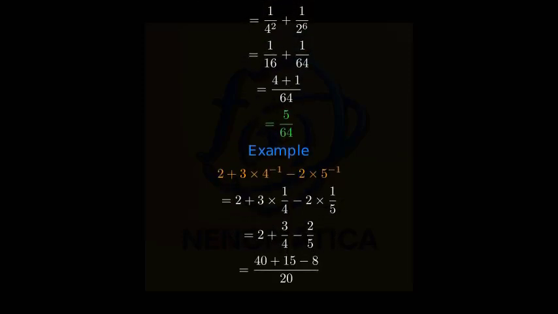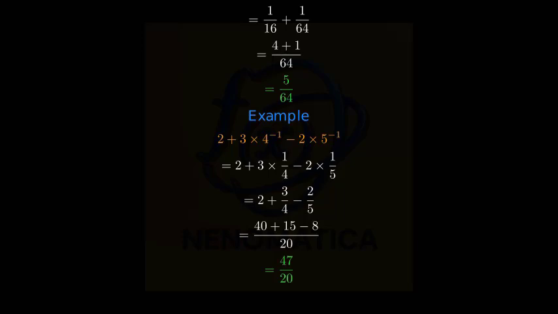To add and subtract these fractions, we need a common denominator. First, let's convert the whole number 2 to a fraction. 2 equals 40 over 20. The least common multiple of 4, 5, and 20 is 20. So we'll convert all fractions to equivalent fractions with denominator 20. Adding and subtracting the numerators, we get 40 plus 15 minus 8, which equals 47. So our answer is 47 over 20.